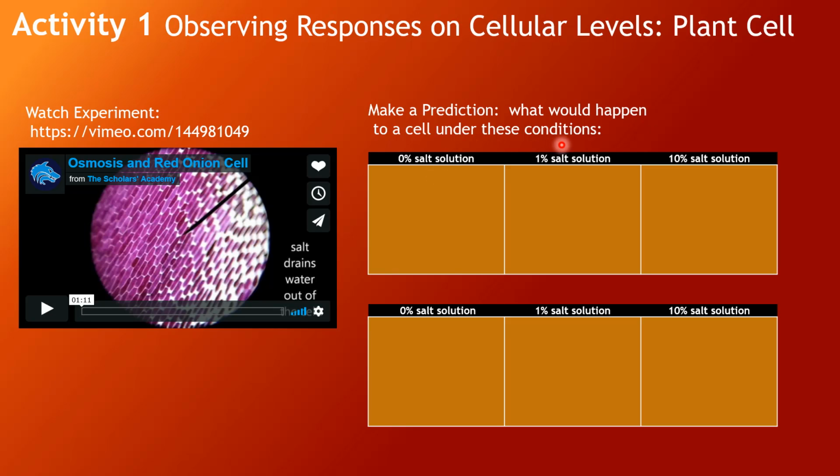What would happen to these plant cells when placed in 1% salt solution? What would happen to the plant cells in 10% salt solution? Draw your prediction. Then watch the video, osmosis and the red onion cell. And during watching the video, record your results in your Lab 8 worksheet.